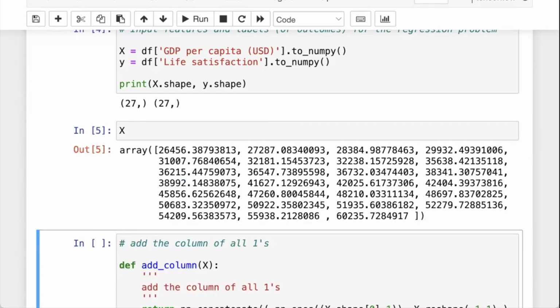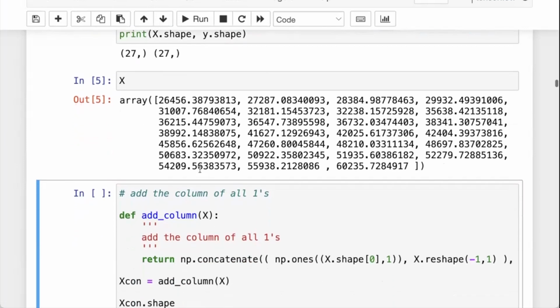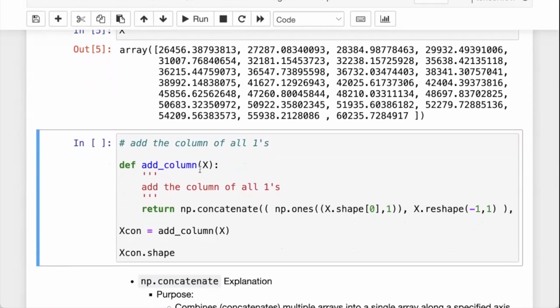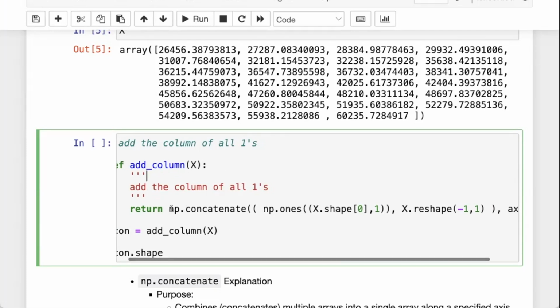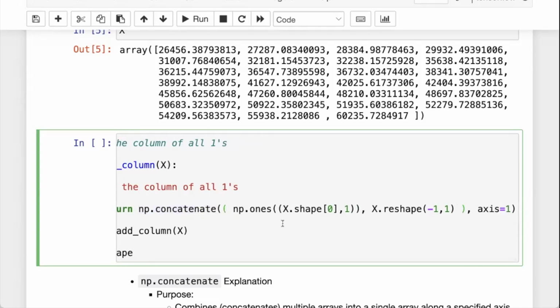Because if I show you what's inside X, you can see these are the values of GDP. So I need to convert these to a two-dimensional array or matrix X where we add this column of all ones. And thanks to NumPy, this is really easy to do using this function that we define here, where we use this method called np.concatenate.